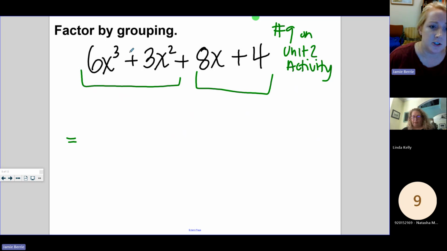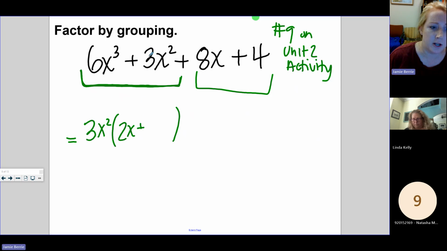All right, you're starting by just looking at the first 2. So we're just looking over here on the left. And we're saying, okay, 6x cubed and 3x squared. Well, they both are divisible by 3. So that's part of the greatest common factor. And they both have an x squared in them. So we're going to factor out a 3x squared. Then you're going to divide through by that. 6 over 3 is 2. 3 x's take away 2, leaves us with 1x.